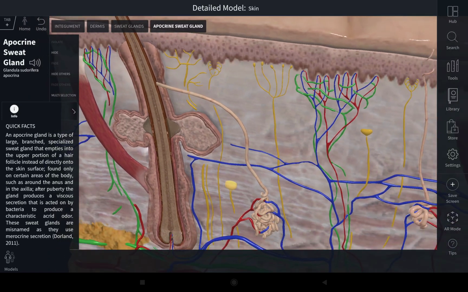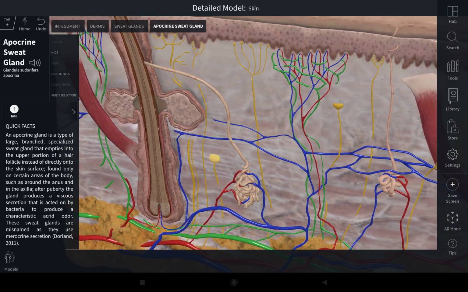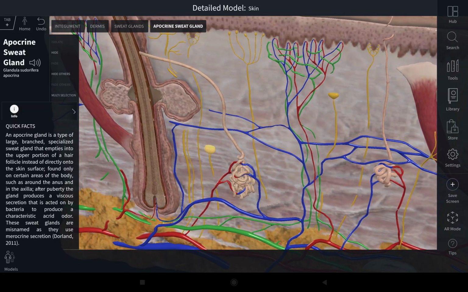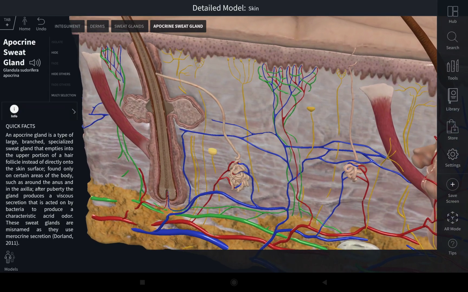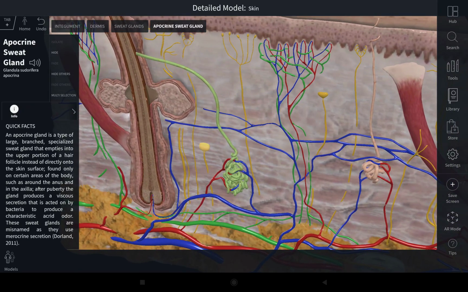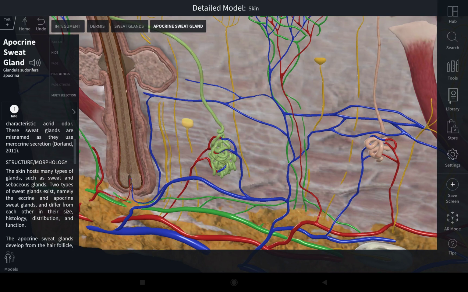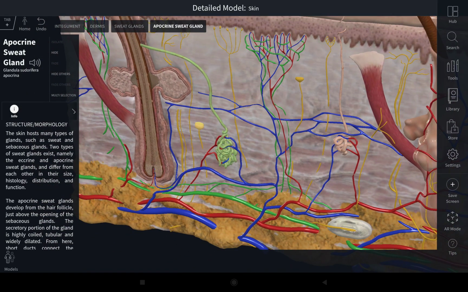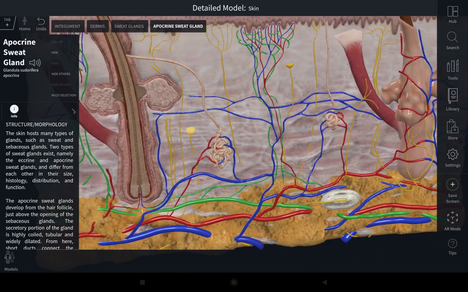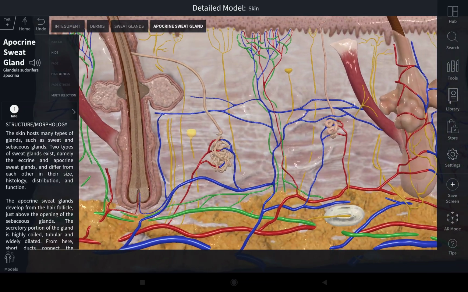After puberty, the gland produces a viscous secretion that is acted on by bacteria to produce a characteristic acrid odor. These sweat glands are misnamed as they use merocrine secretion. The skin hosts many types of glands such as sweat and sebaceous glands. Two types of sweat glands exist, namely the eccrine and apocrine sweat glands, and differ from each other in their size, histology, distribution, and function.